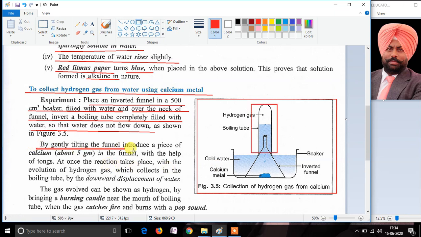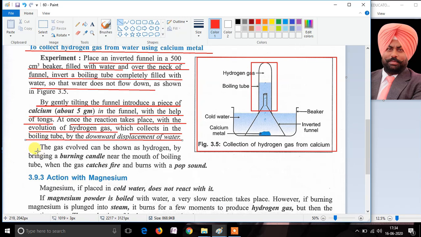Now, by gently tilting the funnel, introduce the calcium metal in the funnel. Keep in mind that the calcium metal should be introduced with the help of tongs. When the calcium metal comes in contact with the water in the funnel, the reaction starts up and the evolution of hydrogen gas takes place. The hydrogen gas which is formed is collected in the boiling tube by the downward displacement of water.